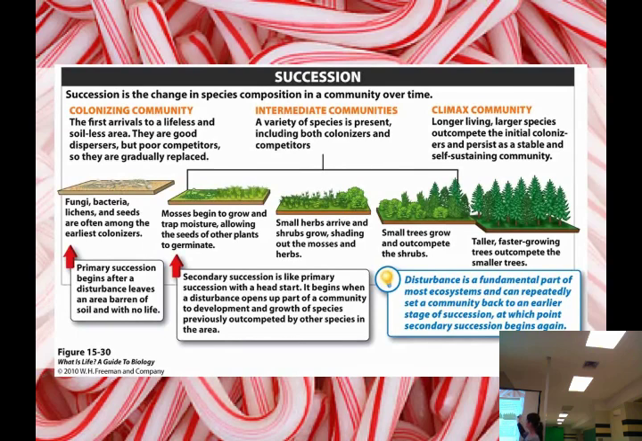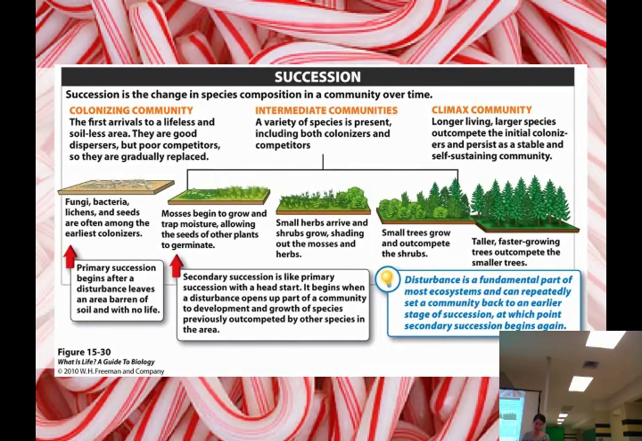This is where we have trees that live for multiple years. They're the larger species that are outcompeting the initial shrubs and plants. And disturbance is a fundamental part of most ecosystems. Things have to get destroyed, and it happens repeatedly, so that communities can come back and invade the area and begin to grow again. So going from barren land to small plants to shrubs to trees.